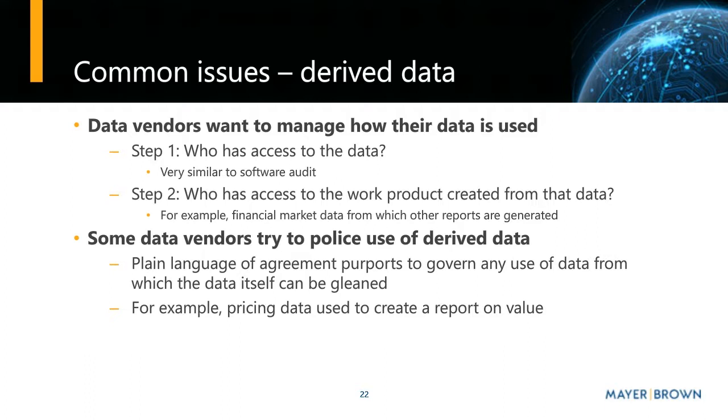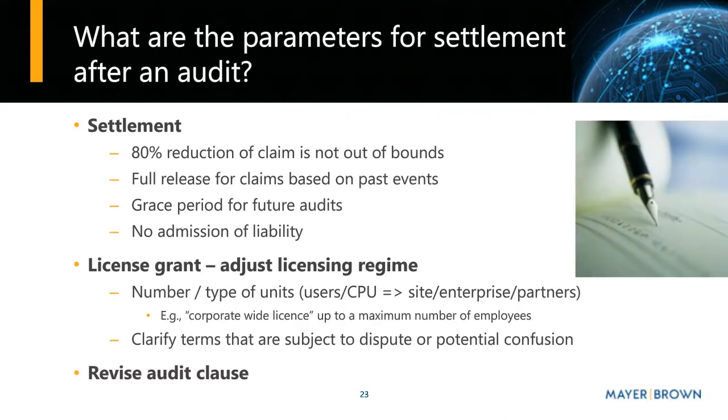An example of this might be some pricing data that's used to create a report on value, where deriving the underlying pricing data is a simple matter of reversing the equation. We've seen that issue come up a lot. We think it's going to come up even more often in our data-driven economy. So that takes us to the end of the audit. Those are the issues we've seen.